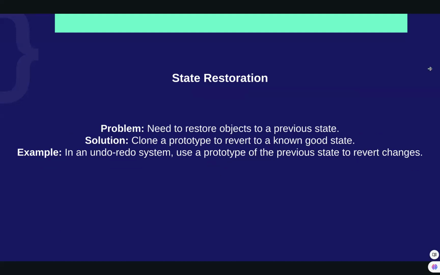Fourth one is state restoration. In an application with undo-redo functionality, it's crucial to restore objects to their previous states accurately. By using the prototype pattern, you can clone a prototype of the previous state of an object. This allows you to revert changes easily, ensuring that users can undo actions seamlessly and reliably.